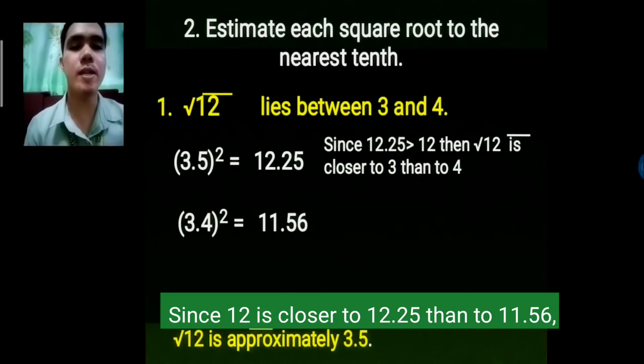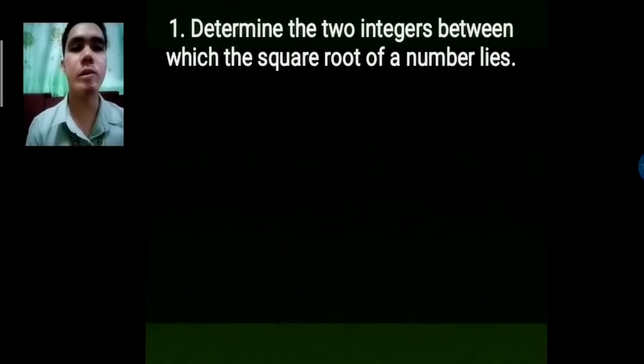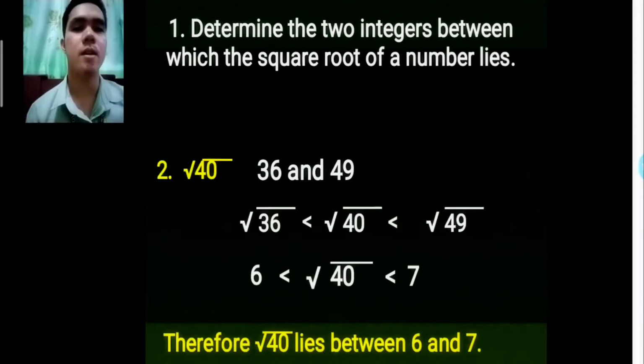Okay, so always remember that you have to start at the middle value. So here, the middle value of the two integers, or the middle value of 3 and 4, is 3.5. Okay, so determine the two integers between which the square root of a number lies. Okay, number 2, square root of 40.